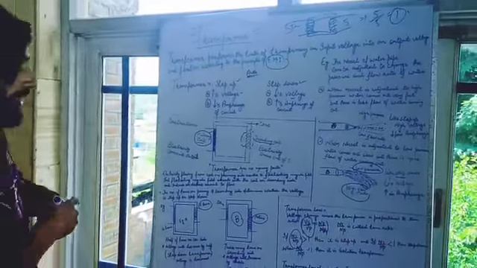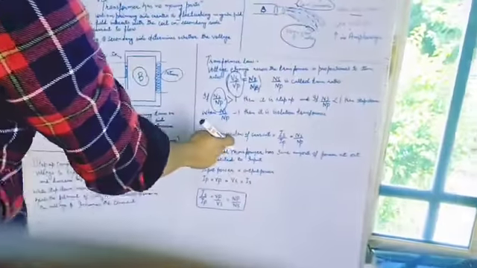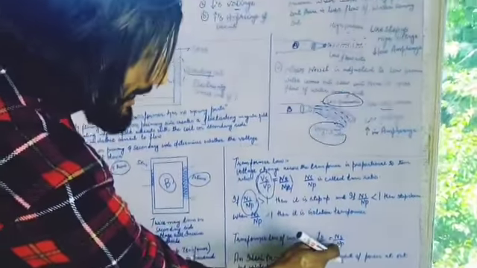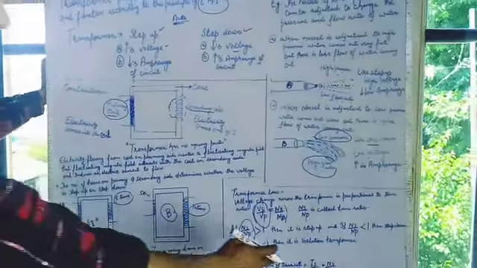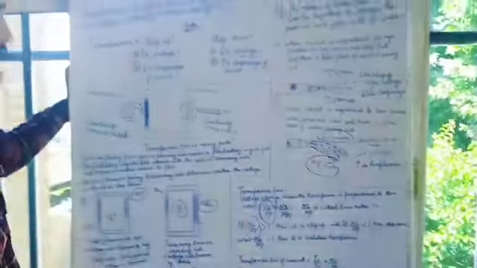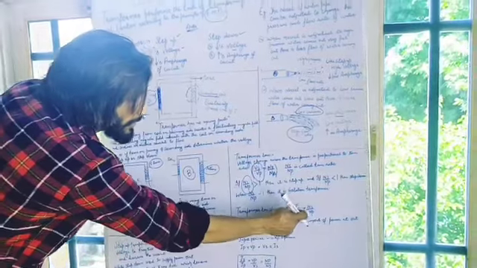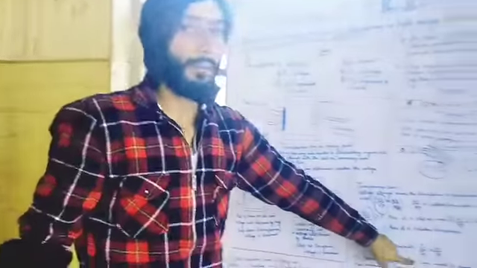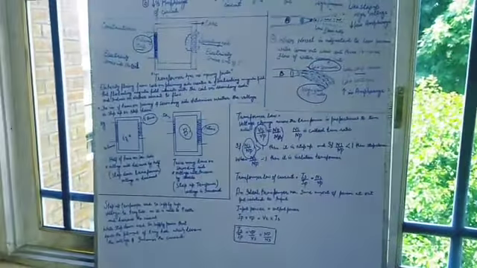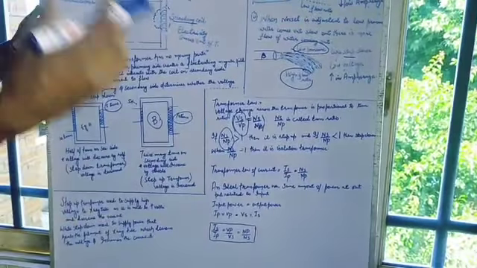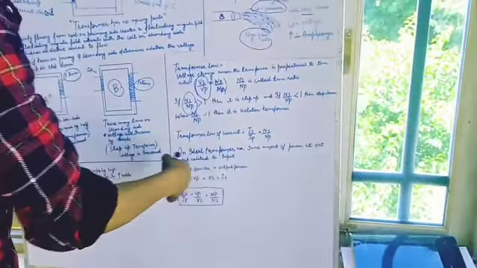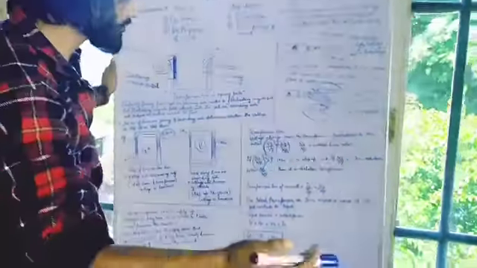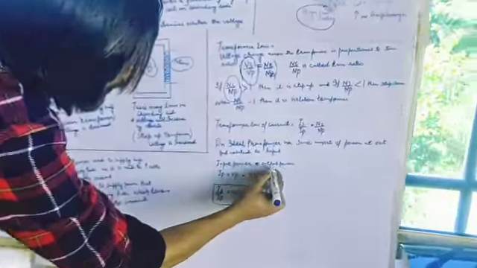Continuing, the transformer law of current states that Is divided by Ip is equal to Ns divided by Np. Here Is is the current flowing through the secondary coil and Ip is the current flowing through the primary coil, and this equals the number of turns of the secondary coil divided by the number of turns of the primary coil. An ideal transformer has the same amount of power at the output as at the input. Whatever the output is, that amount is the input. So input power will be equal to output power.